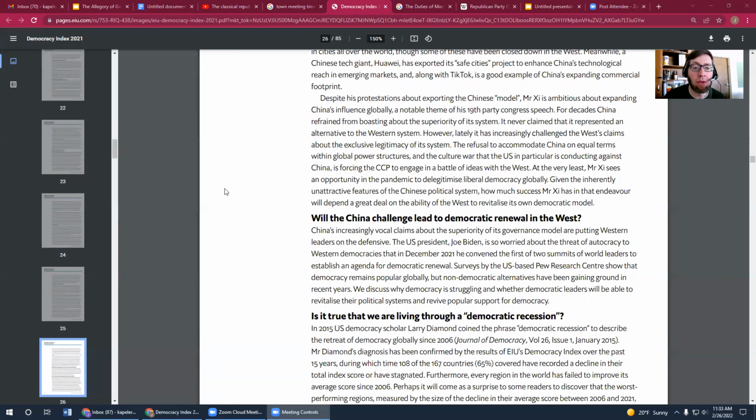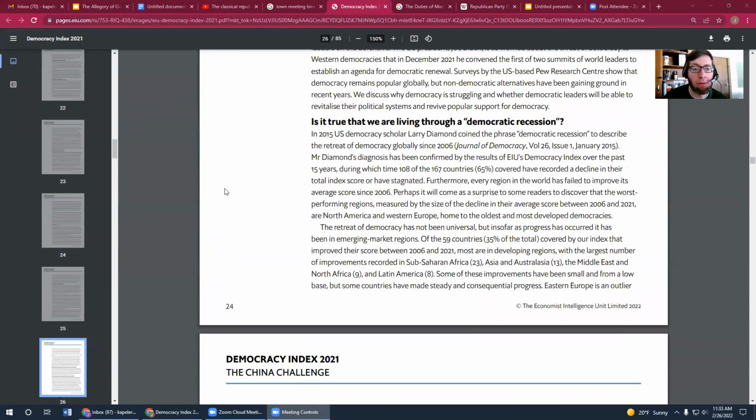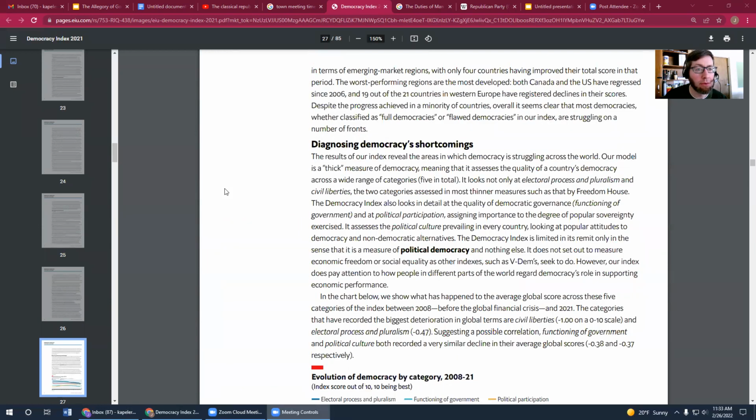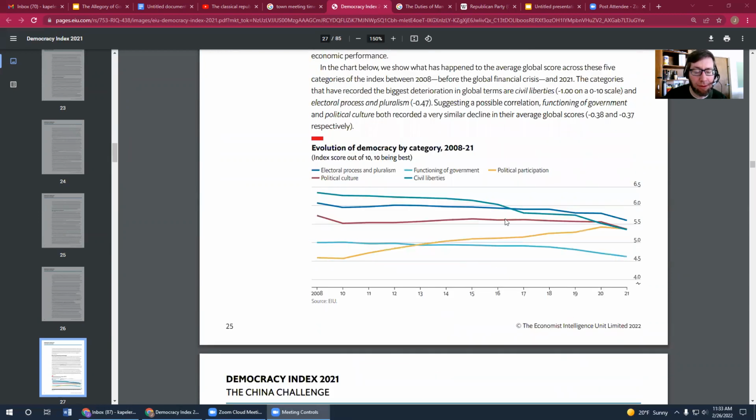Will the China challenge lead to democratic renewal in the West? Probably not. Is it true that we are living through a democratic recession? Yeah, most likely. Diagnosing democracy's shortcomings. Here's a good graph. It shows the evolution of democracy by category. These are their categories: electoral process and pluralism, political culture, functioning of government, civil liberties, and political participation. So the only thing that's going up is political participation.